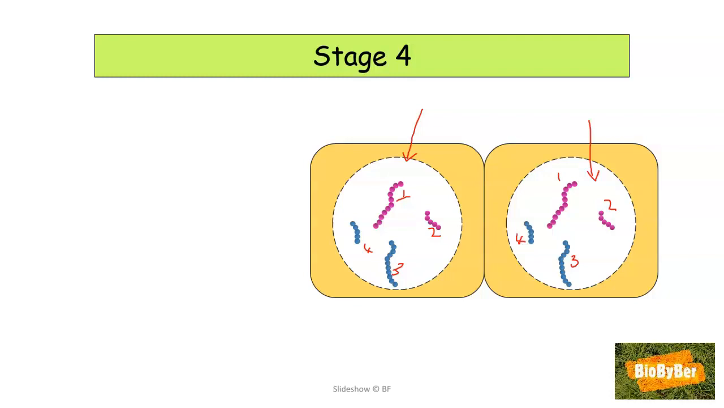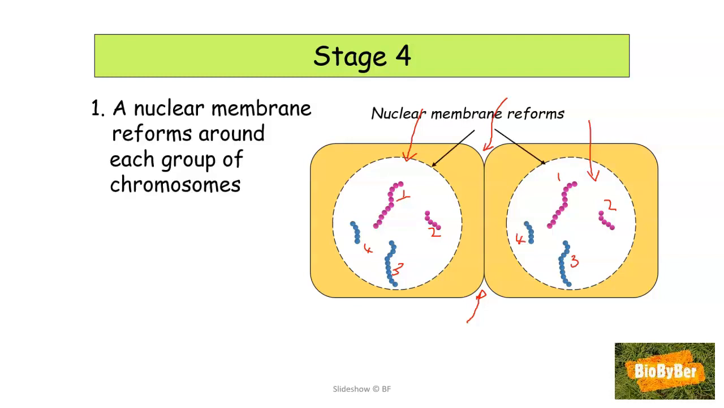You should be able to see the idea now that we have produced 2 identical nuclei with the same number of chromosomes in each one. As mitosis draws to a close, the cytoplasm will start to pinch in between both cells, resulting in the production of 2 new identical cells. So as a reminder, in stage 4, a nuclear membrane reforms around each group of chromosomes.